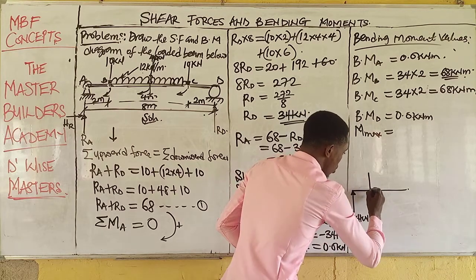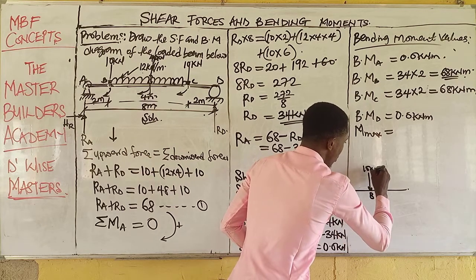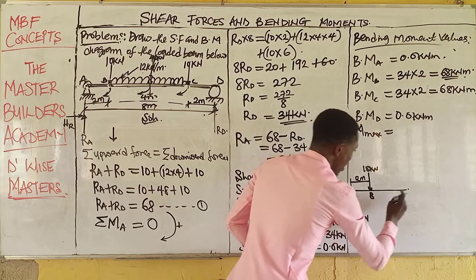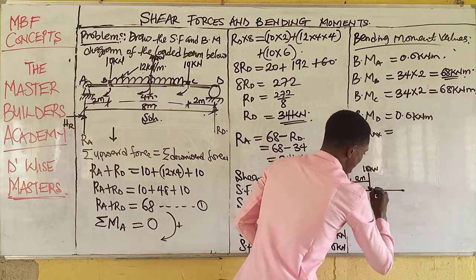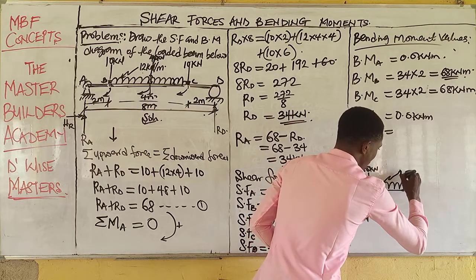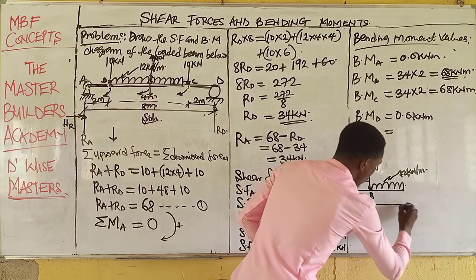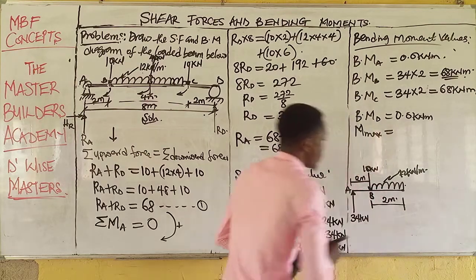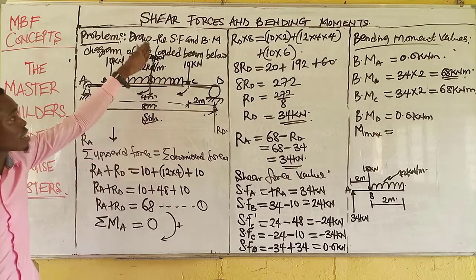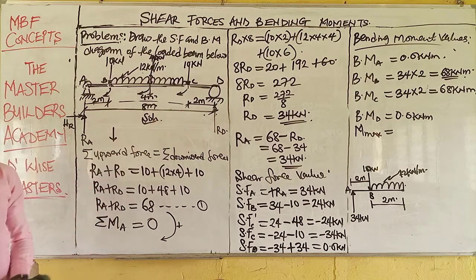Now, this is point B, which is 10 kilonewton at a distance of 2 meters, where this is A, and then this is the midspan. I have a UDL, and the load is 12 kilonewton per meter. Now, from this end to this end is 2 meters, because we have already assumed that since this system is symmetrically loaded, the load is acting at the midspan. It's as simple as that.